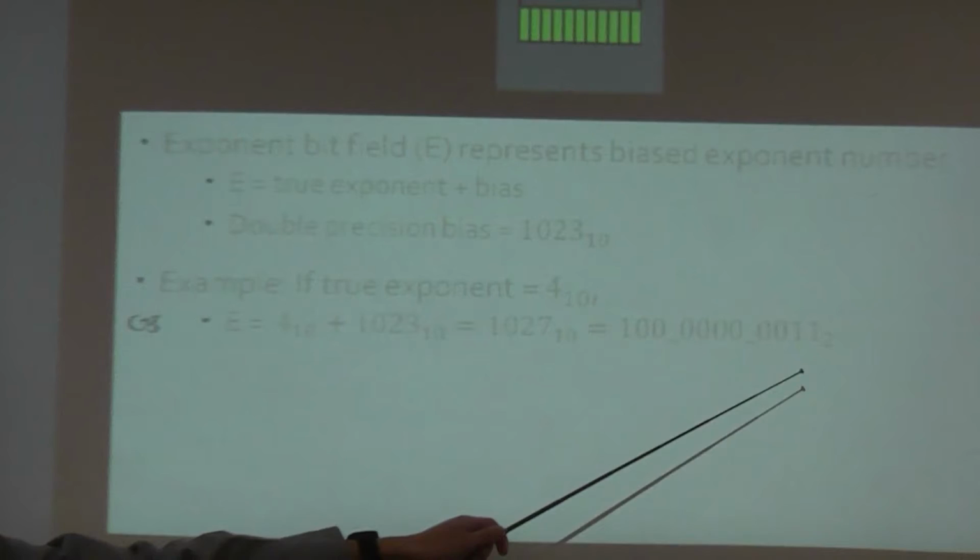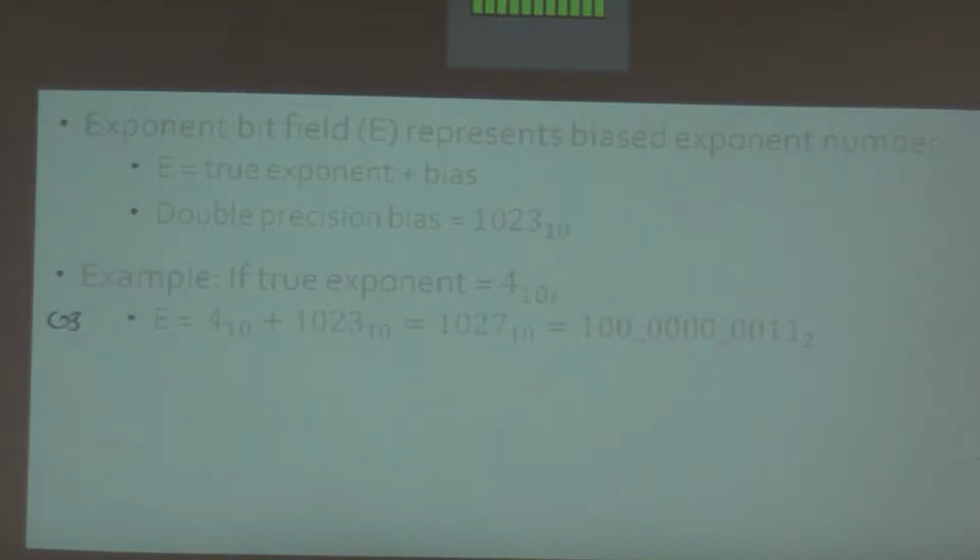Can you elaborate more on what the bias part actually means, and why it's necessary? We need a bias because we want to represent both negative and positive values and to allow a wider range of just what's in 11 bits, we add a bias.